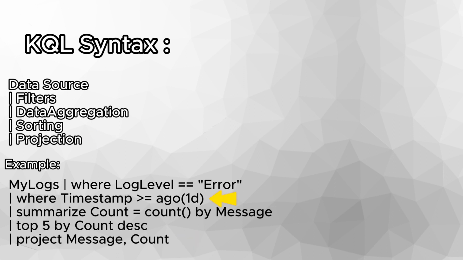One of the most important parts of writing Kusto Query Language is the time range. KQL often deals with time series data. The range operator is used to specify a time range for your query. For example, where timestamp is larger or equal to a day ago.